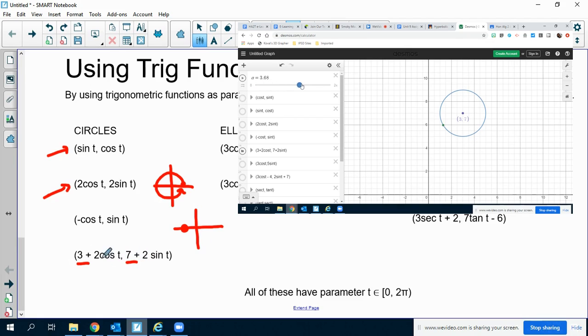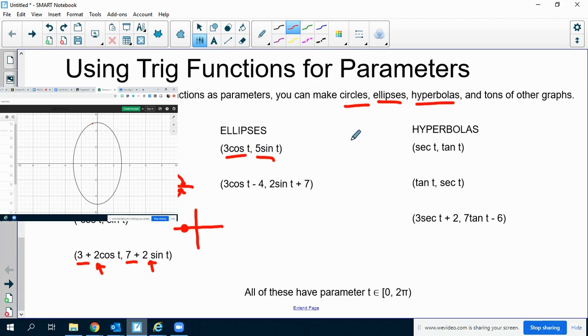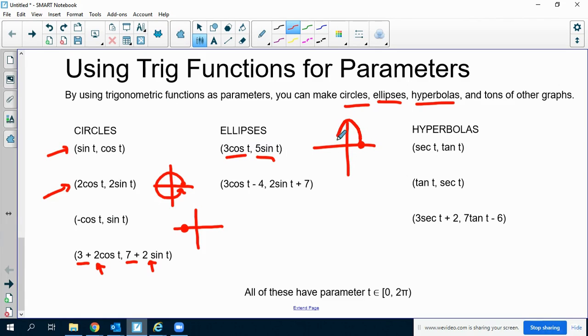And then I can also do horizontal and vertical shifts. And then I have a radius of 2. So as you'll see, this is centered at 3, 7, and I have a radius of 2 on that. I can also do ellipses. So this is an ellipse with x radius 3, y radius 5, and it's going to start over here and be drawn like this.